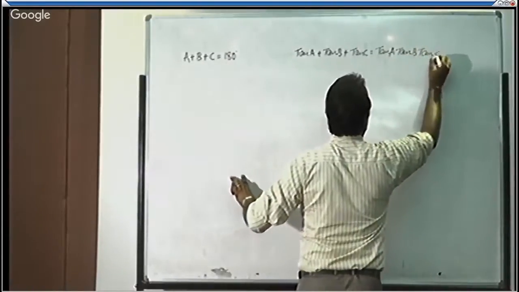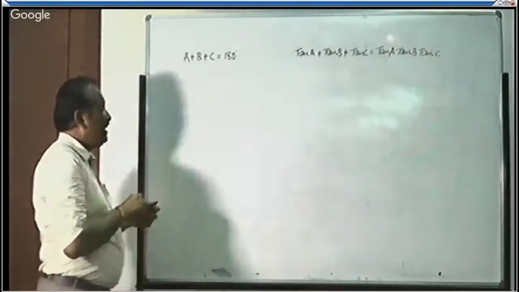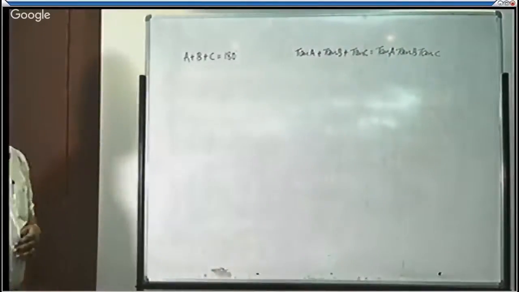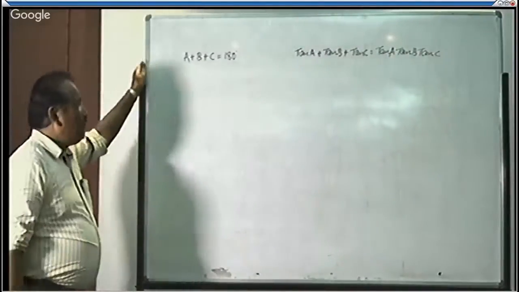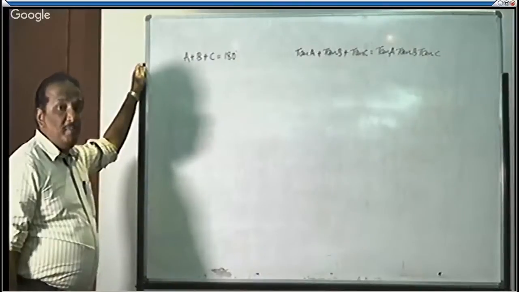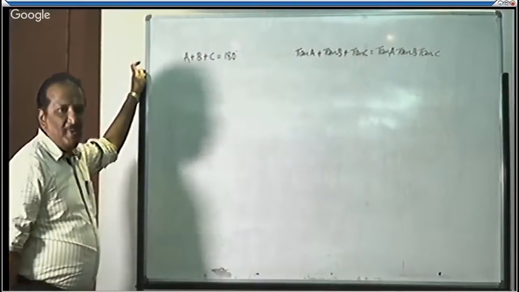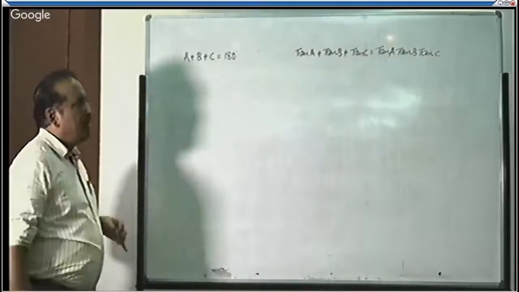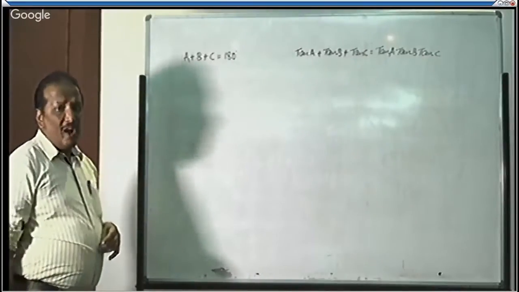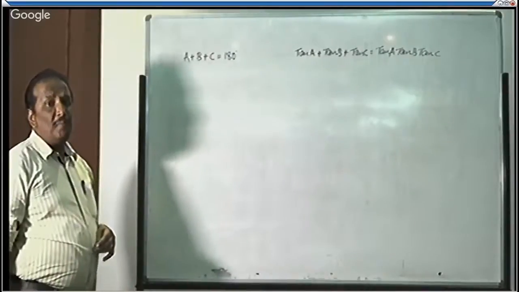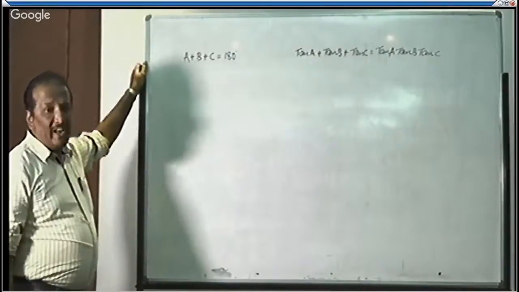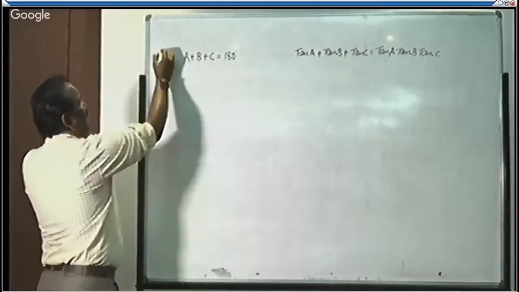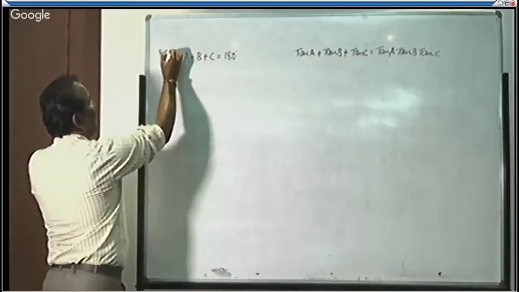So observe here, it is given that A plus B plus C is equal to 180 degrees. Instead of giving the data this way, he may say: in any triangle ABC, prove that tan A plus tan B plus tan C is equal to tan A tan B tan C. Because whatever the type of triangle, the sum of the three angles must be equal to 180 degrees. So it is given A plus B plus C is equal to 180 degrees.